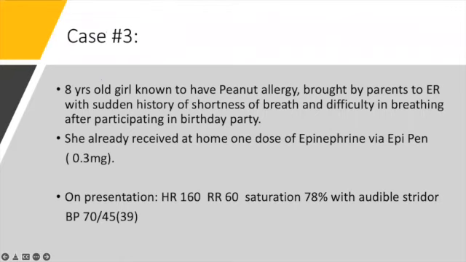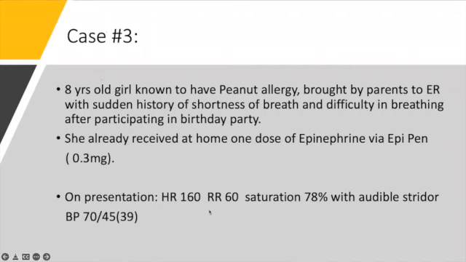Okay, so this is an 8-year-old girl known to have peanut allergy, brought by parents to the ER with a sudden history of shortness of breath and difficulty in breathing after participating in a birthday party. She already received at home 1 dose of epinephrine via EpiPen, 0.3 milligram, and on presentation, the patient was tachycardic at 160, the RR was 60, saturation was 78%, with audible stridor, and blood pressure was low at 70/45, and the MAP was 39.